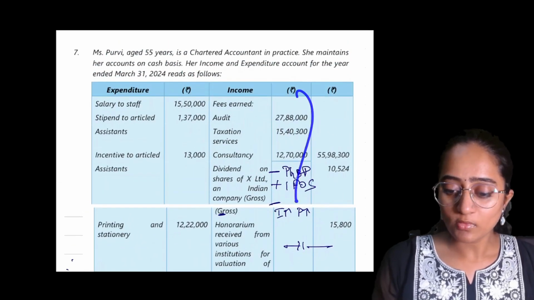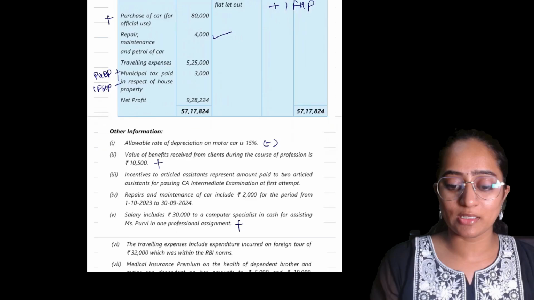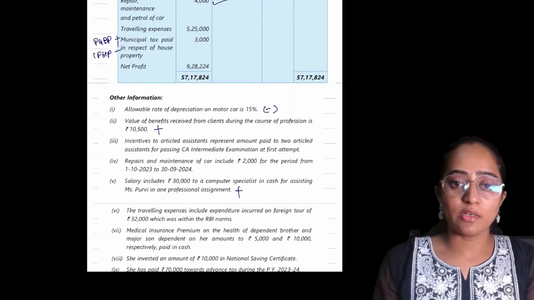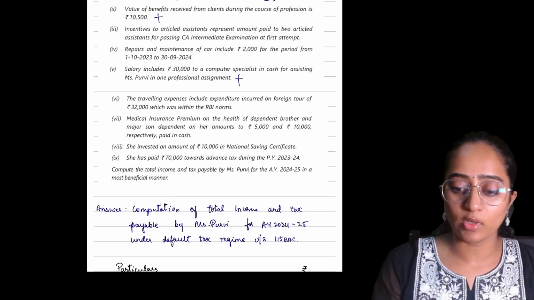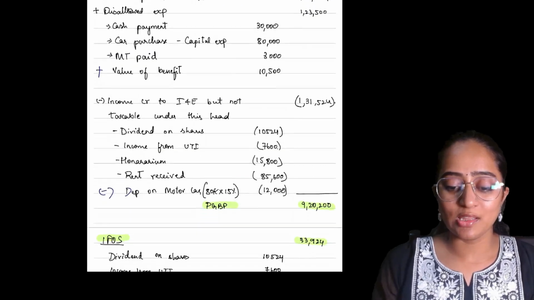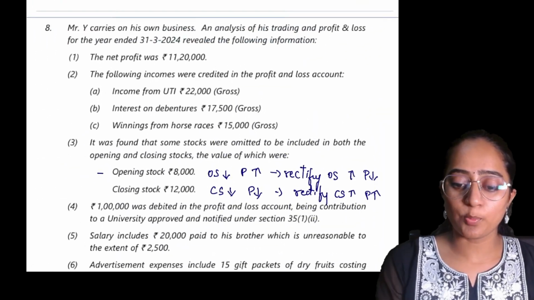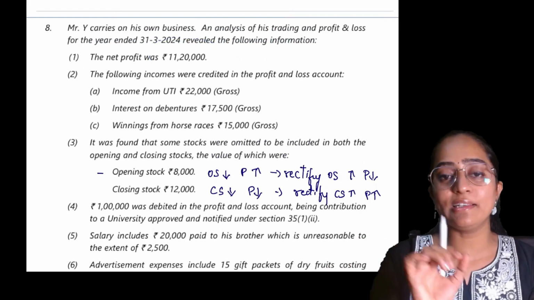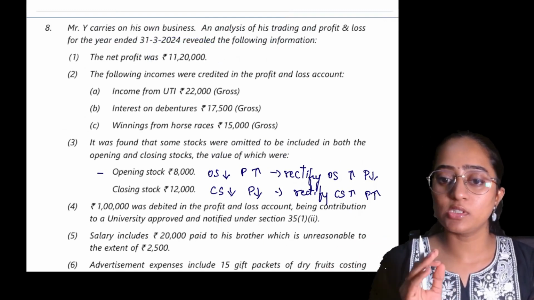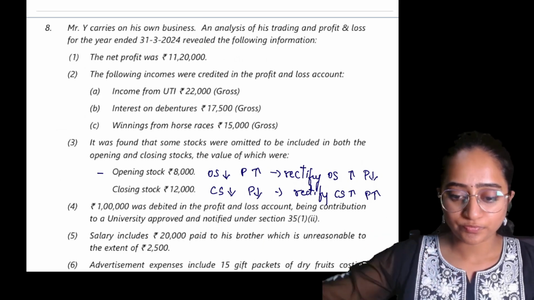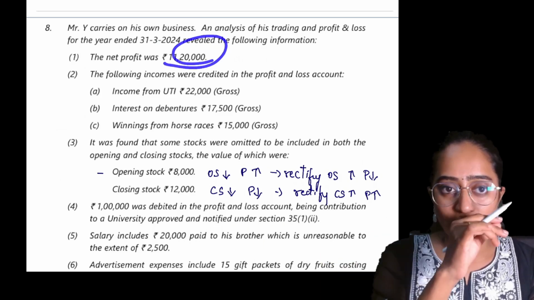See here, they have given it in a format, that is income and expenditure account and P&L account, and the following adjustments would be given. This question is a little bit different, wherein they have provided the net profit and all the information in sentence form. Believe me, the question is simple. The net profit was 11 lakh 20,000.